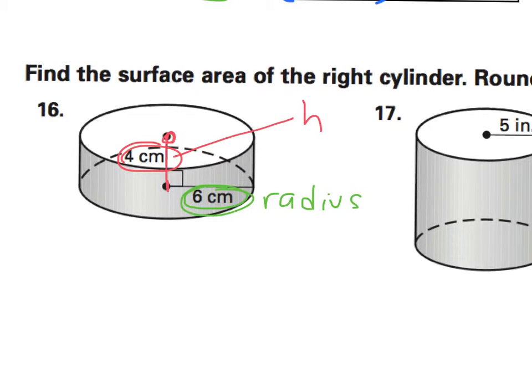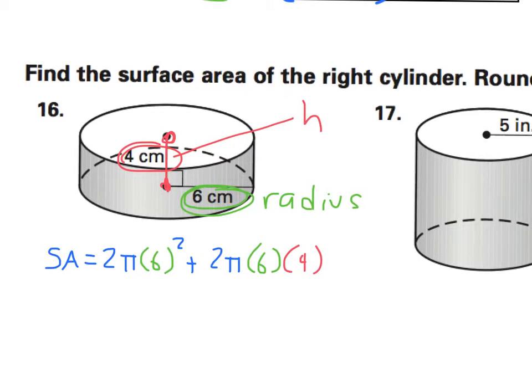Why? Because that's the distance between the 2 circles. So when we substitute in, my surface area is equal to 2 pi times my radius, 6, squared, plus 2 pi times my radius times my height. And that's a 4, not a 9. Let's go ahead and simplify. Notice here, this becomes 36 right there. And when I double that, I get 72 pi. Plus, this becomes 24, doubled is 48, so 48 pi.